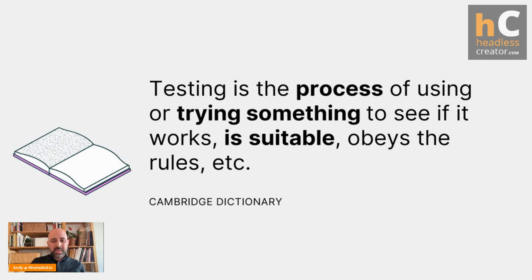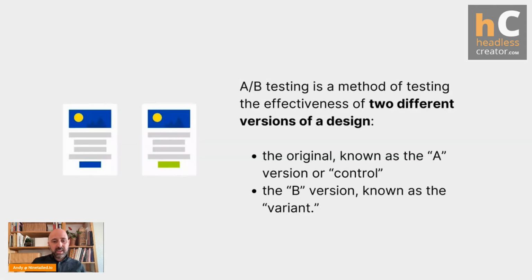If we think about A/B testing in relation to this process of trying something and validating it, A/B testing is a method of testing the effectiveness of two different versions of a design. This design could be a website, elements in a website, or an app, whatever it is, but you have two versions which you compare. We have an original version, also known as the A version or the control version, and in A/B testing we also have the B version, which is known as the variant.